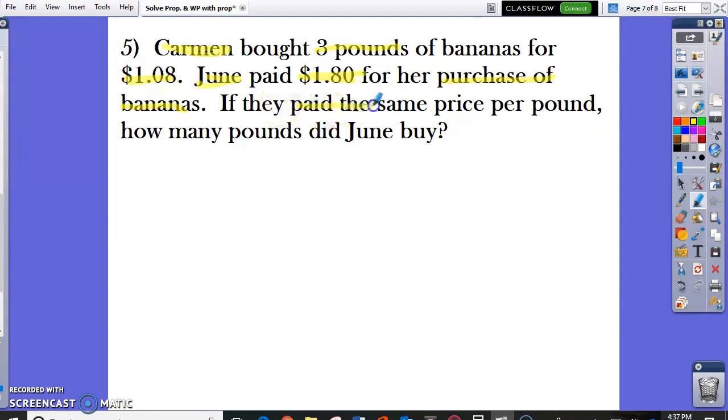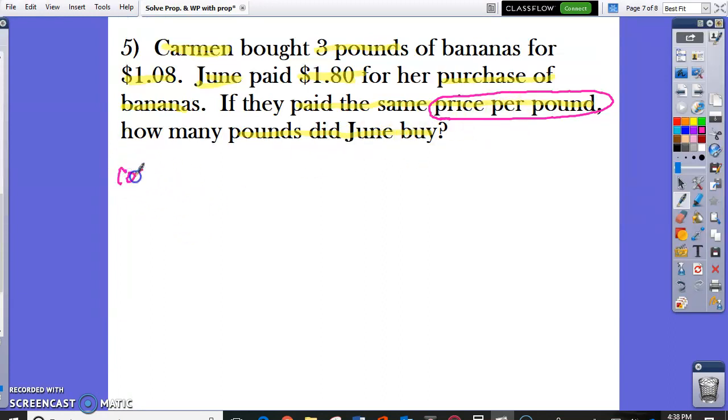We do know they paid the same price per pound, so there's your unit rate. They're paying the same unit rate, but we're looking for how many pounds June bought. Okay? So, one way to solve this one is to look at the question. It says they pay the same price per pound. How many pounds did June buy? So that's what we're looking for. We're looking at the cost per pound, and that would tell us how many pounds.